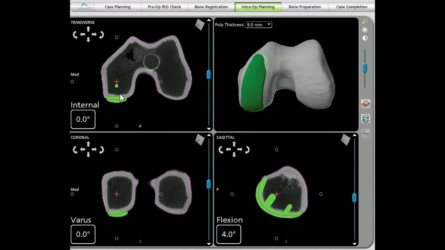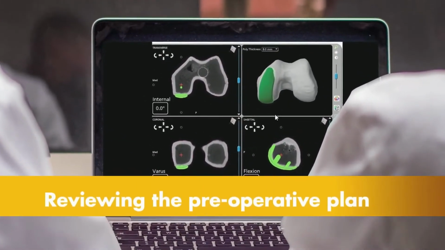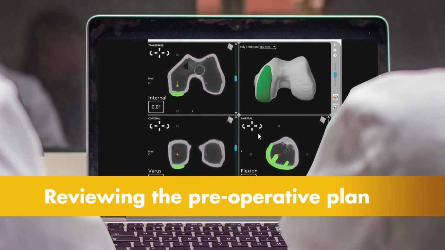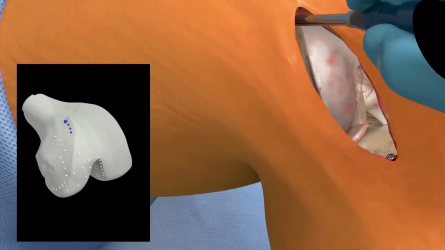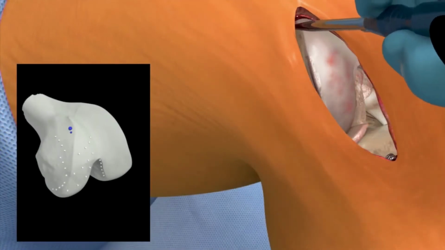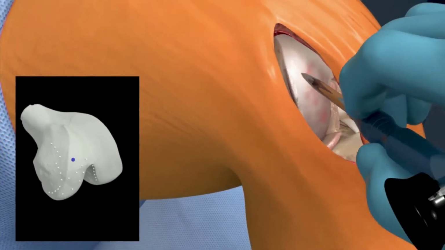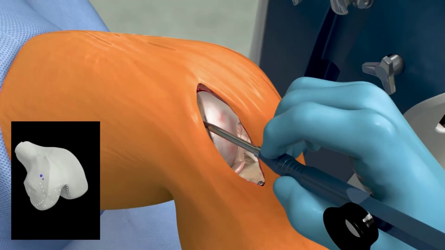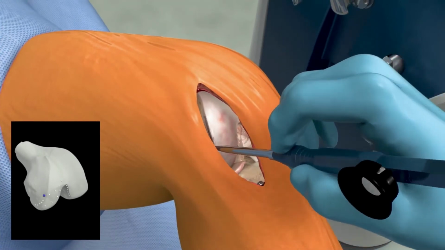Prior to surgery, the surgeon reviews the plan size and placement of the implant. If necessary, the surgeon modifies the preoperative plan. During surgery, the surgeon locates points on the knee in order to register the anatomy in the MAKO system. This process establishes the relationship between the patient's actual anatomy in the operating room and the 3D model that was used during the planning process. This step helps ensure the procedure is executed to plan.